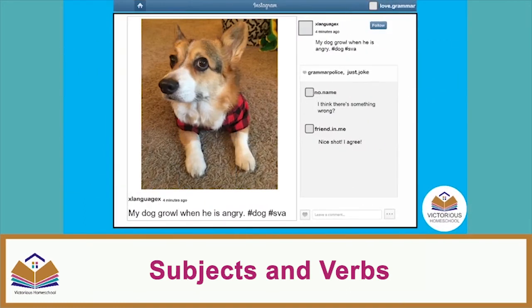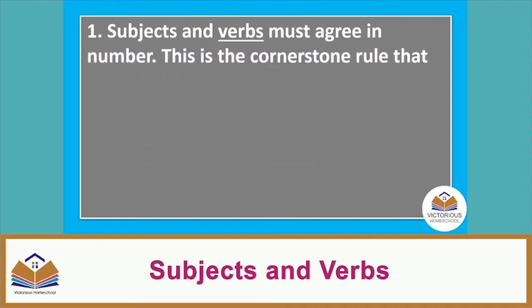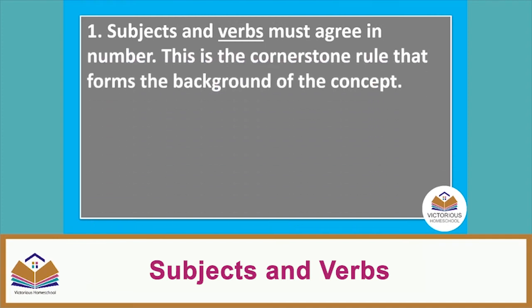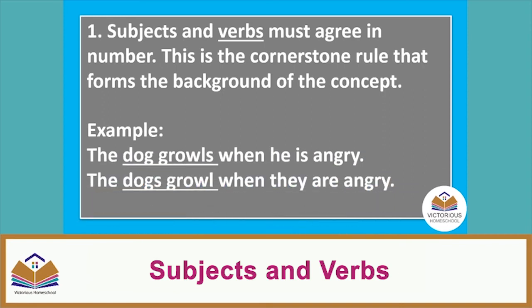Okay, let's look at this post. So it says here, my dog growl when he is angry. Okay, even for the little ones, they know that this is wrong, right? Well, this is because, like we said, subjects and verbs must agree in number, and this is the cornerstone rule that forms the background of the concept. So, example, you say the dog growls when he is angry, or the dogs growl when they are angry. See? Number one, we just discussed it with the kids.